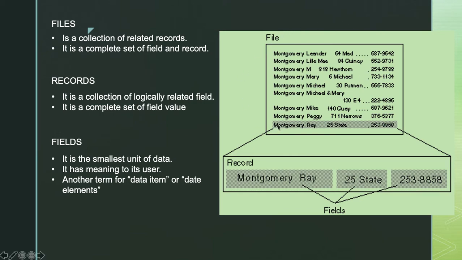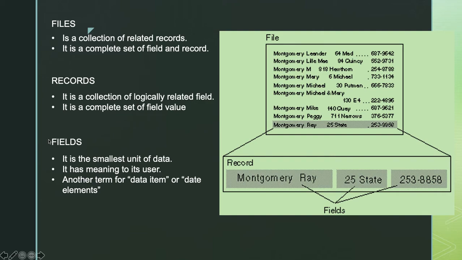Tapos, bawat isang data or isang row niyan called records. It is a collection of logically related field. Okay? So, yung isang row na ito, this is a record. Okay? Another row, another record. Okay? It is also a complete set of field values. For example, we do have company, we do have name, we do have address, we do have contact number. Pag pinagsama-sama natin yan, isa ng record yan.